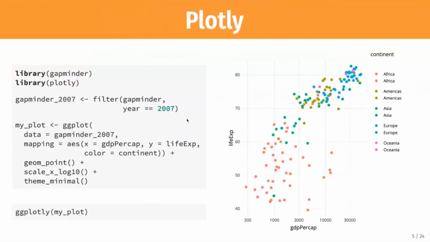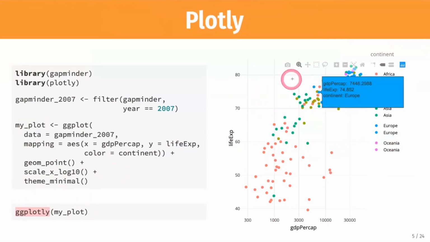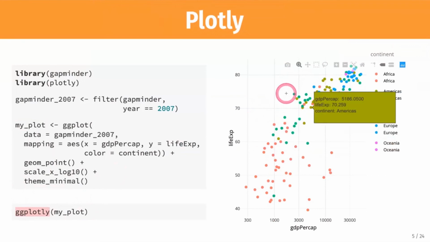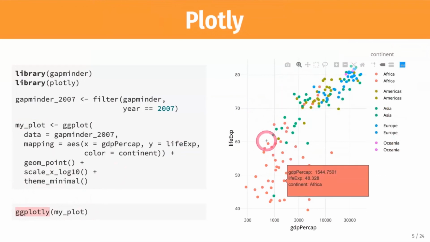So if you look at this, for instance, here's Gapminder 2007. Here's our ggplot code. This is all just normal ggplot stuff with geom point. We're mapping these things. We have a logged x-axis, and we're using this minimal theme. And I stored it as an object called myplot. The only thing I have to do to make it interactive is I feed myplot into this function called ggplotly. And now if I hover over these points, this is interactive. And you can see what these different actual values are in the continents. That's just an interactive plot.